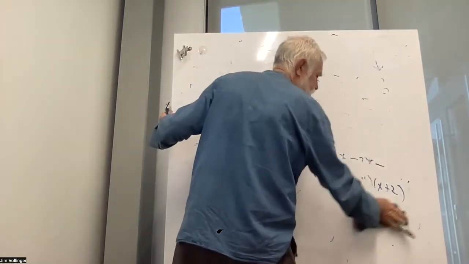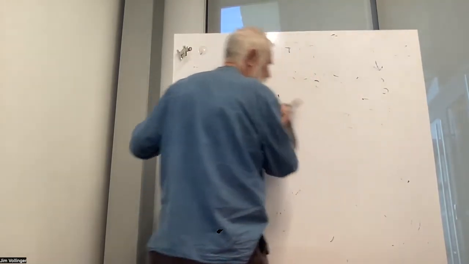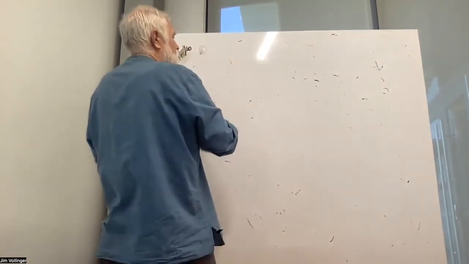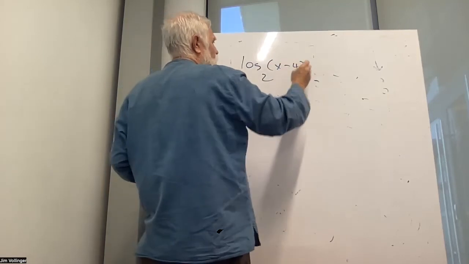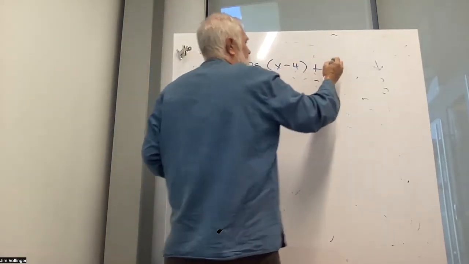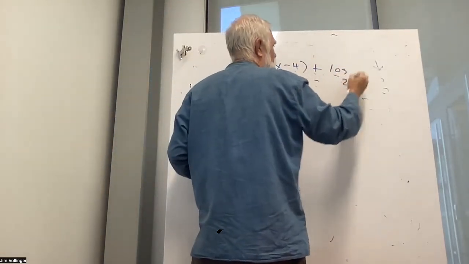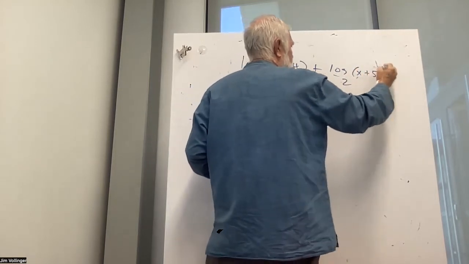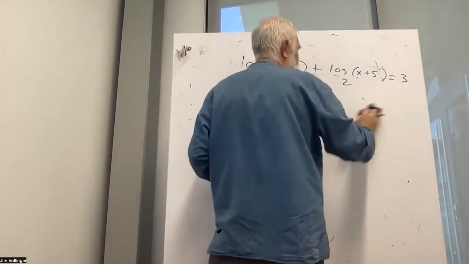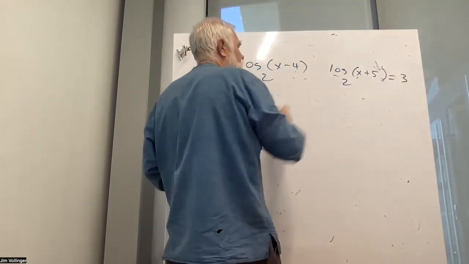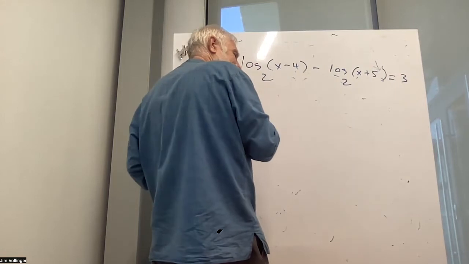Try another one. All right, let's try log base 2 of x minus 4 plus log base 2 of x plus 5. Let's set that equal to 3. I have no idea if we're going to even get a solution here. I'm going to make this minus, excuse me. Sorry if you already paused the video.